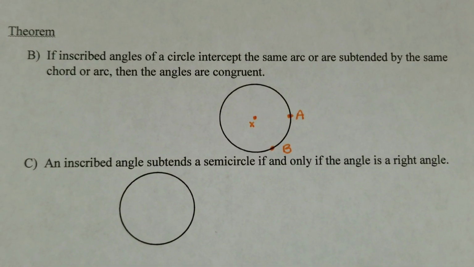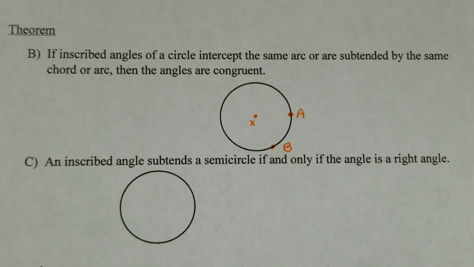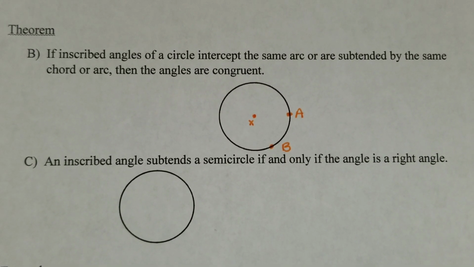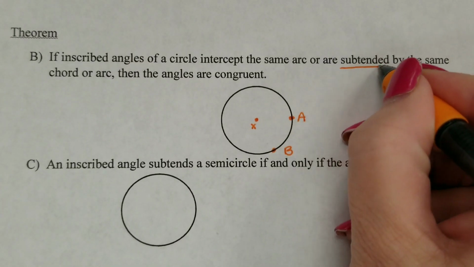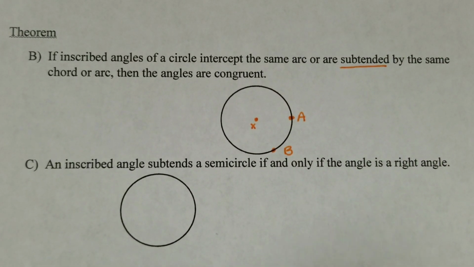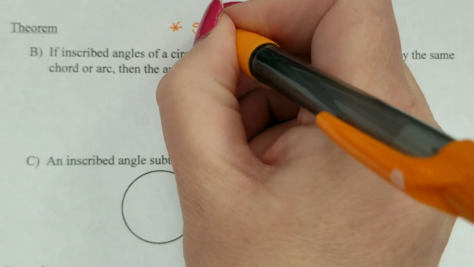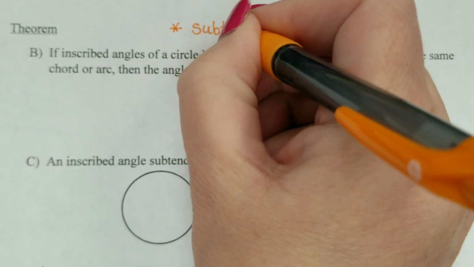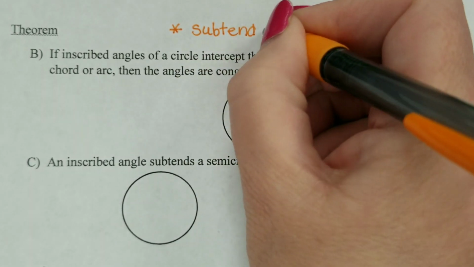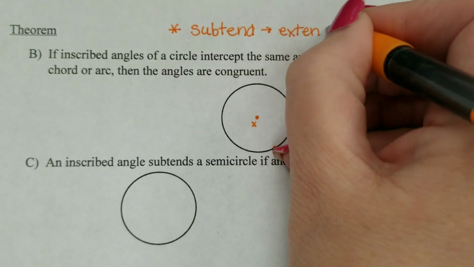Let's take a look at another theorem. It says, if inscribed angles of a circle intersect the same arc or are subtended by the same arc, then the angles are congruent. Subtended is a word that we don't usually use a lot, so let's take a look at what subtend means. Subtend means to extend from one side to the other.